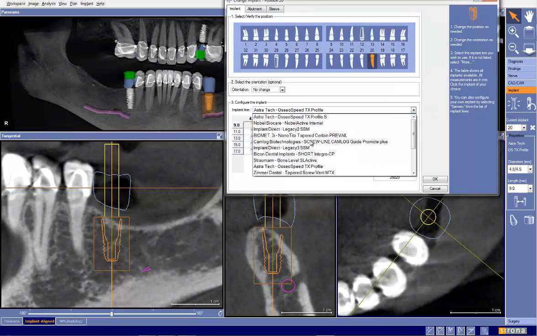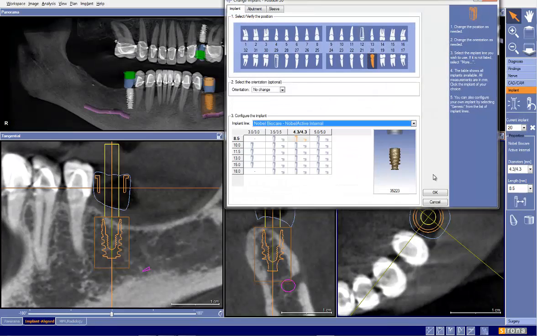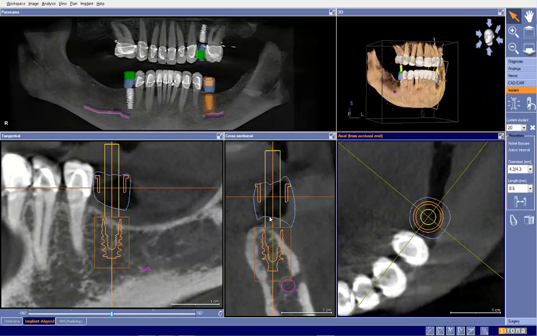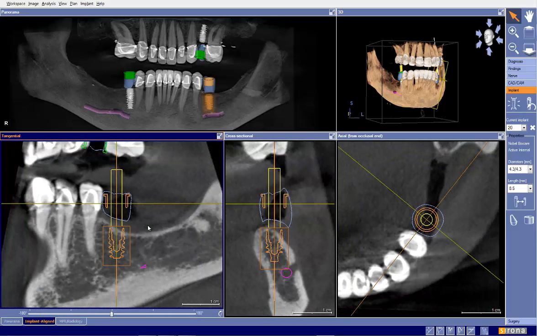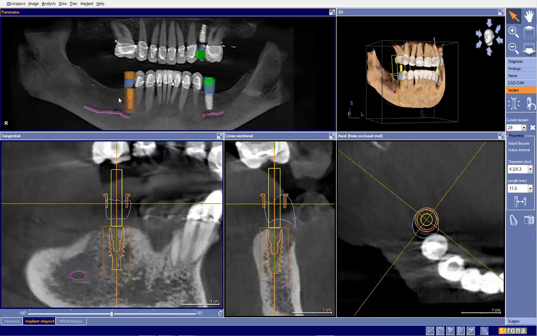But let's go back to what we had in here, which was the Nobel Active implant. And so I would suggest that we look at grafting this area. Other than that, I think our plan is very well done. So I would move the implant and do the graft. The next implant, tooth number 29.